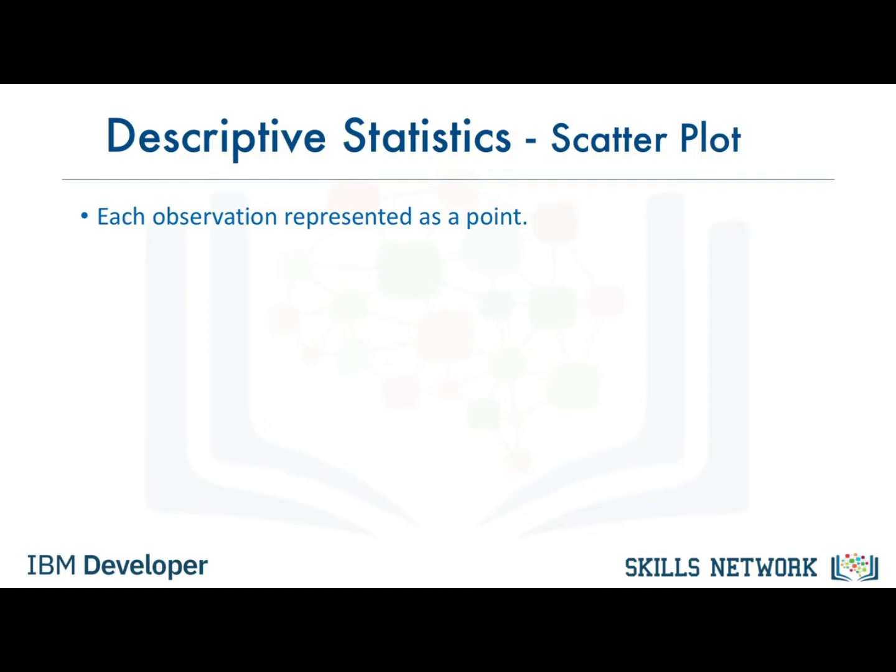What if we want to understand the relationship between engine size and price? Could engine size possibly predict the price of a car? One good way to visualize this is using a scatter plot. Each observation in a scatter plot is represented as a point. This plot shows the relationship between two variables.